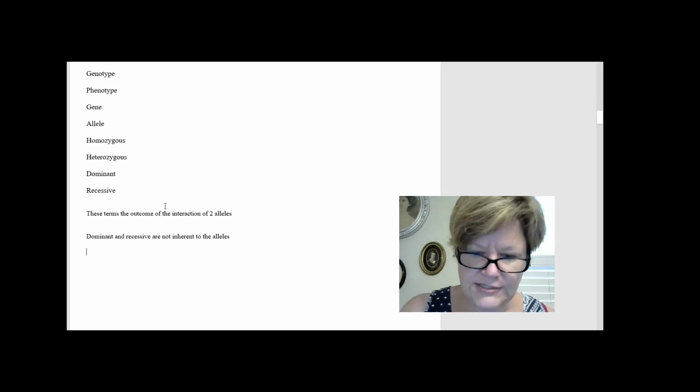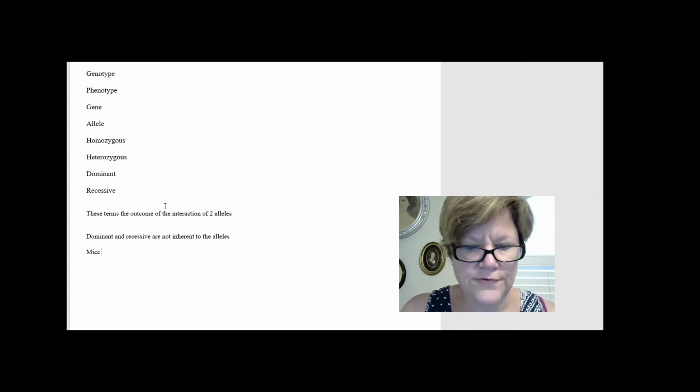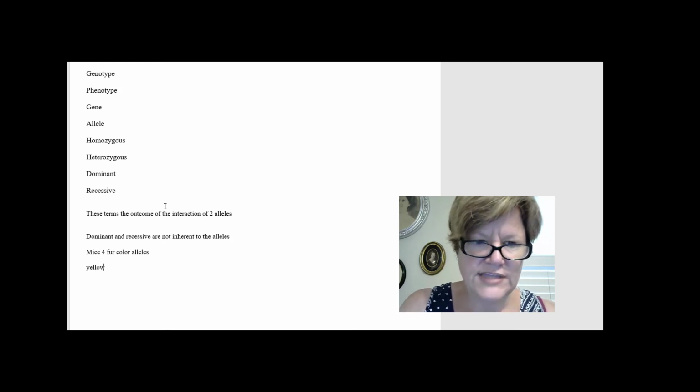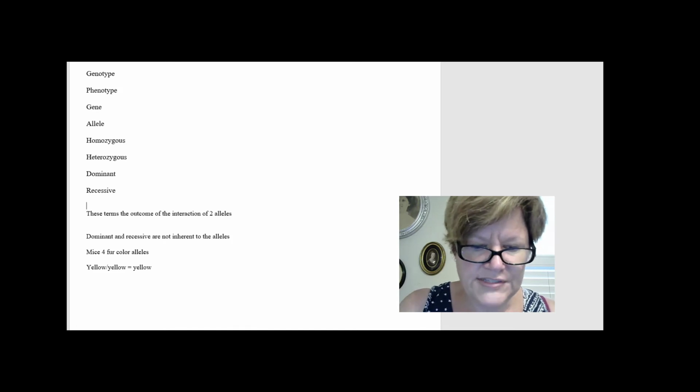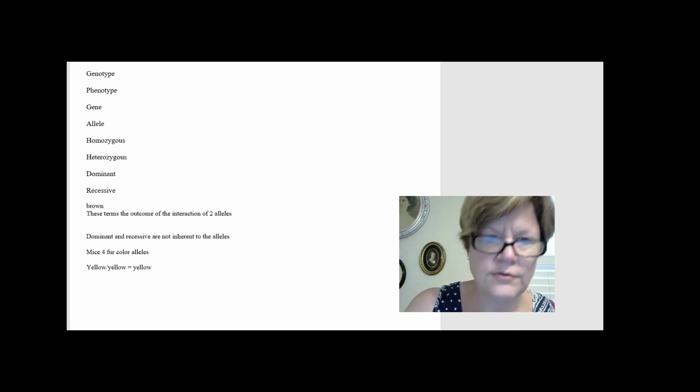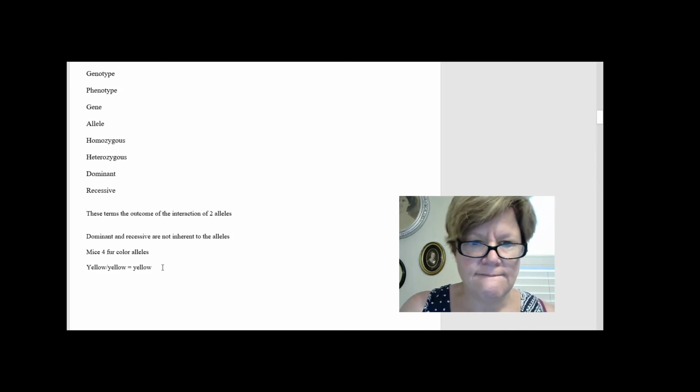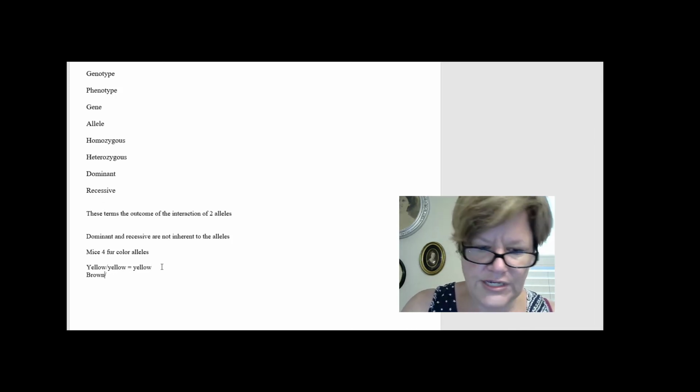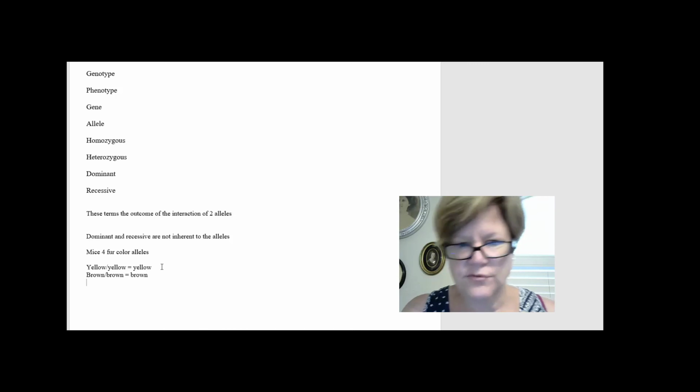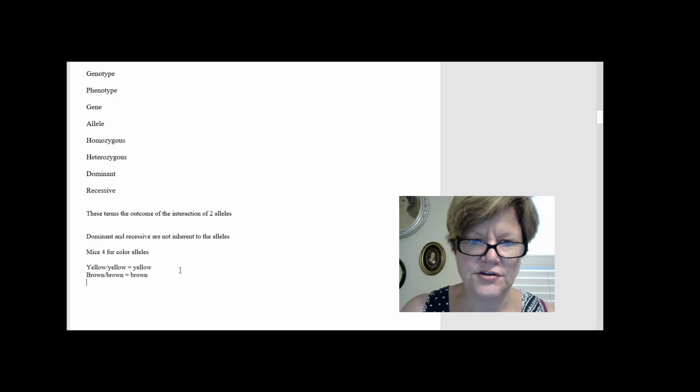I'll give you an example. Mice. In mice, there are at least four different fur color alleles for this one gene. Now, each mouse can only have two of those alleles. If you're homozygous for yellow, yellow over yellow, then the mouse is going to be yellow. If you're homozygous for brown, which we call agouti, then you're going to be brown. If you're homozygous for the black allele, you're going to be black. If you're homozygous for the white allele, you're going to be white.